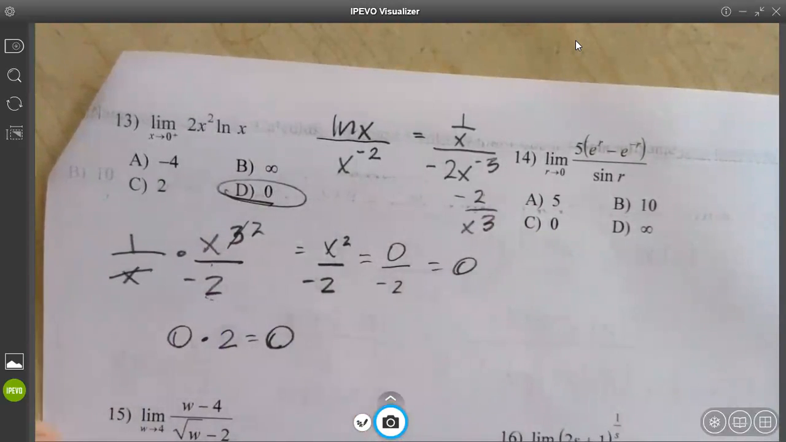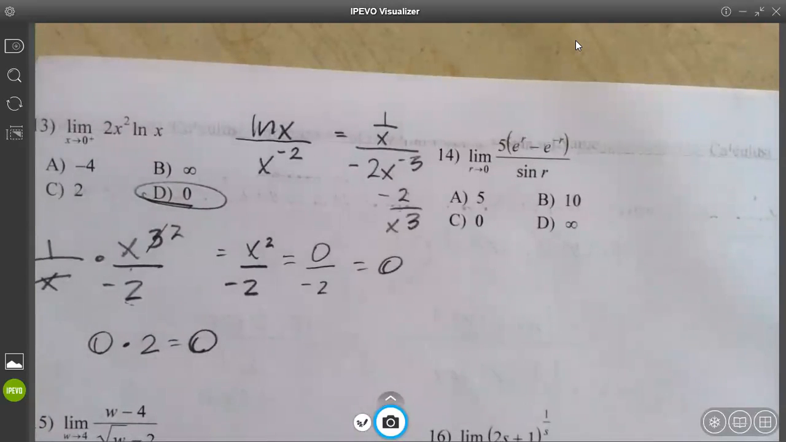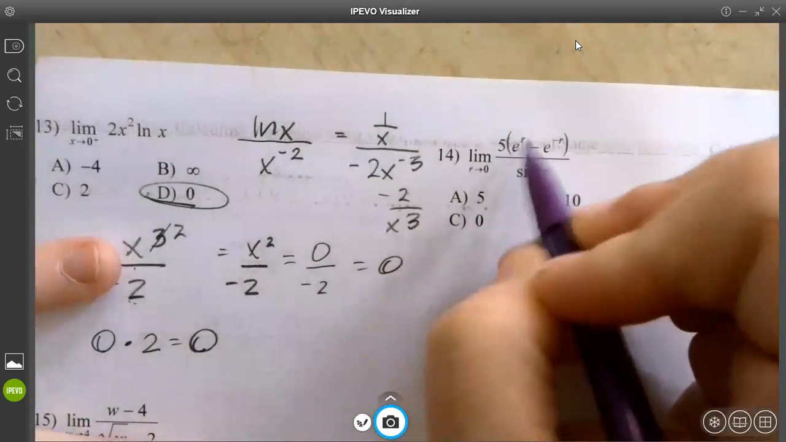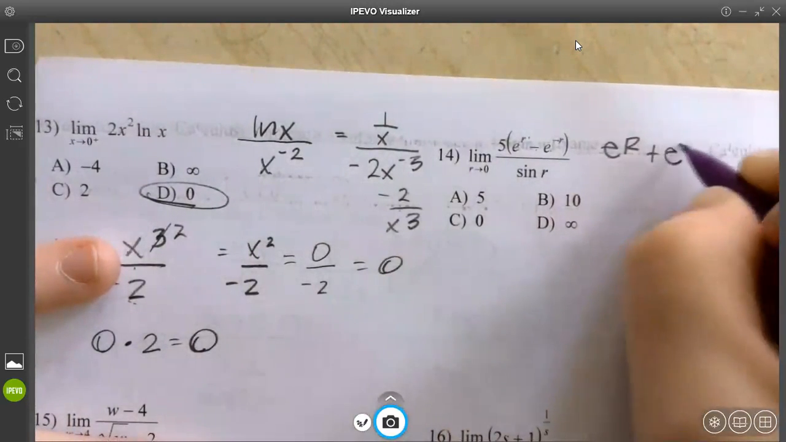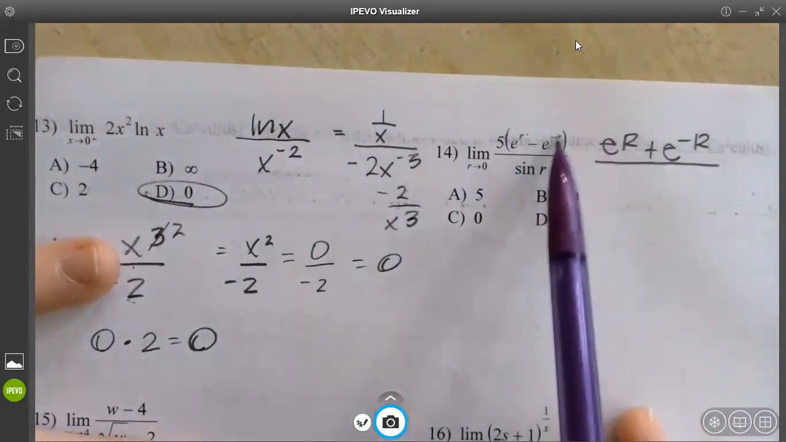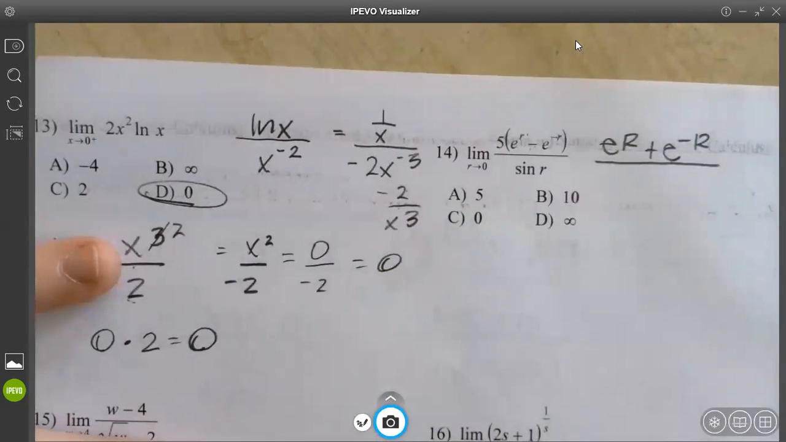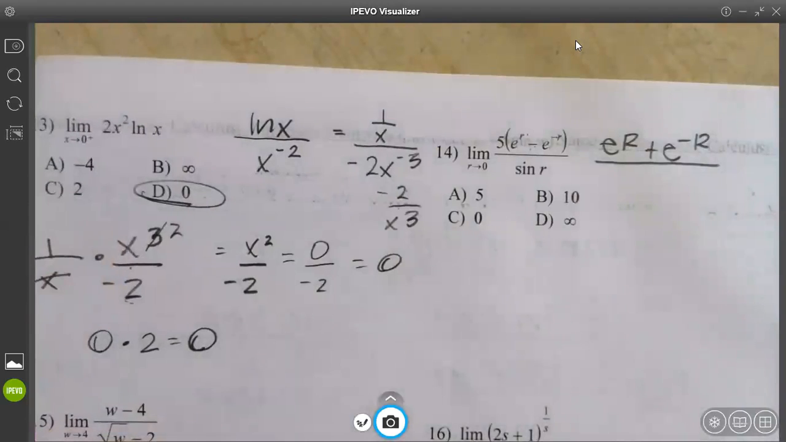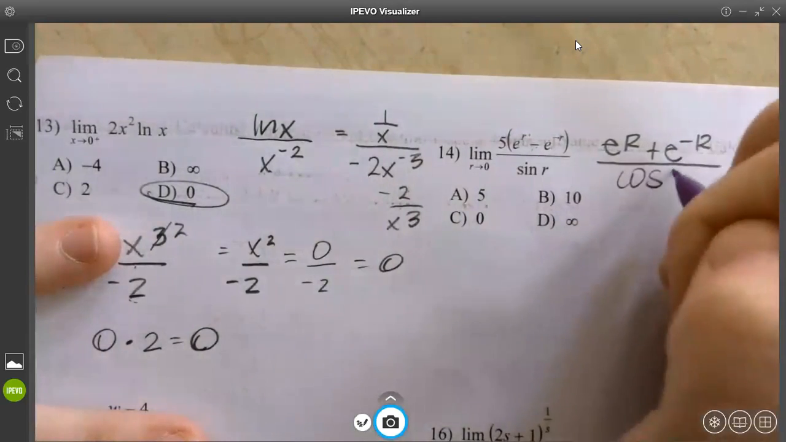All right, 14. What do I do on 14? Ignore the 5 until the end, because we'll take it out anyway. So we just go ahead and take the derivative. What's the derivative of e to the r minus e to the -r? Plus e to the -r. Good. What's the derivative of -r? -1, times the negative is positive. Do we still leave the 5 alone? Hang it till the end. On the bottom, cosine r, guys.